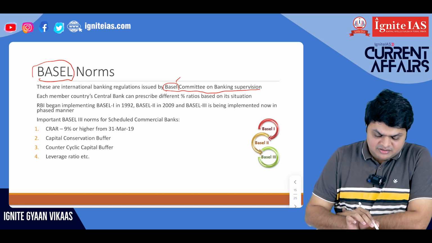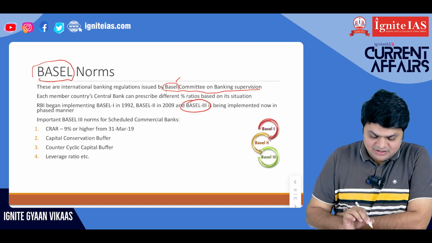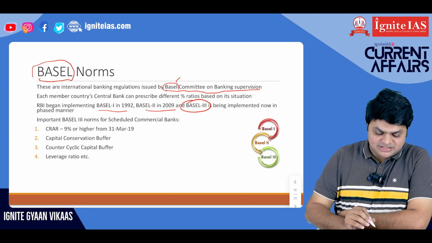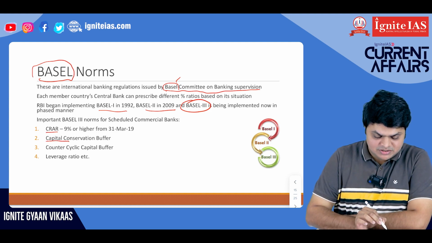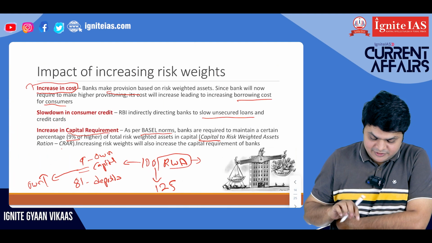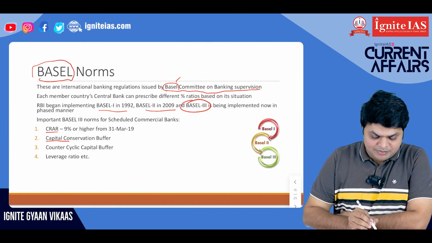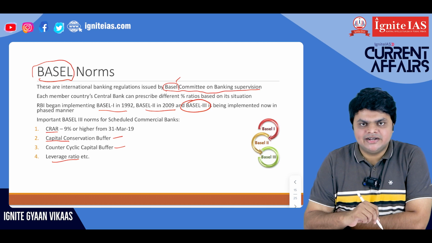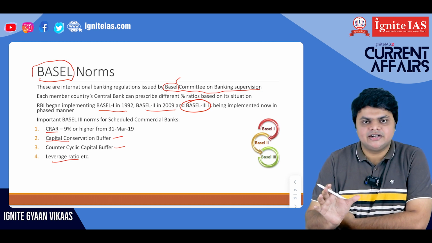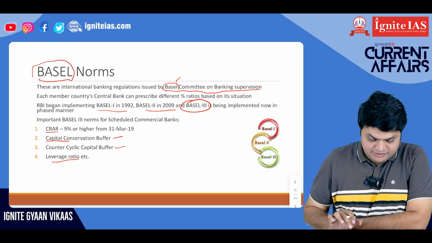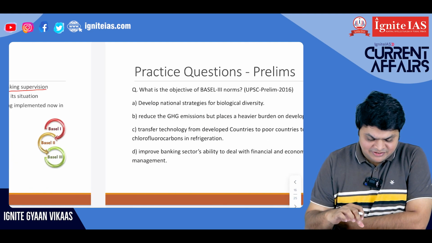Now currently, Basel 3 norms are in place. Basel 1 had come in 1992 and Basel 2 had come in 2009. Currently, Basel 3 norms are being implemented in a phased manner. So, these are some important terms which are covered in Basel 3 norms. One is, which we have seen, the capital to risk weighted assets ratio, CRAR. Then there is something called capital conservation buffer, countercyclical capital buffer, leverage ratio. Now, we don't need to get into extremely technical details of all this, but we should know the terms are related to Basel norms. Okay. Now, that's with regards to this topic.